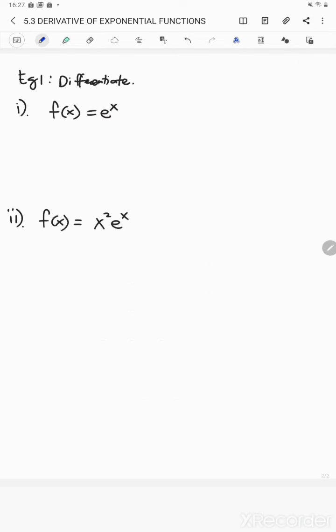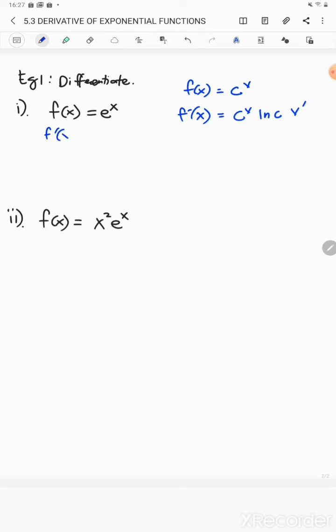Example 1, differentiate f(x) equal to e power of x. Remember the formula. Let's say we have f(x) equal to c power of v. To differentiate this, you have to just copy the first one, and then ln c, and then v prime. So meaning that we have 3 steps. Apply into this question.